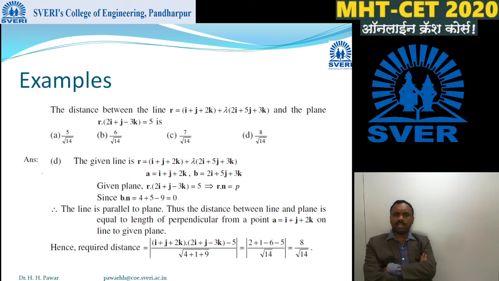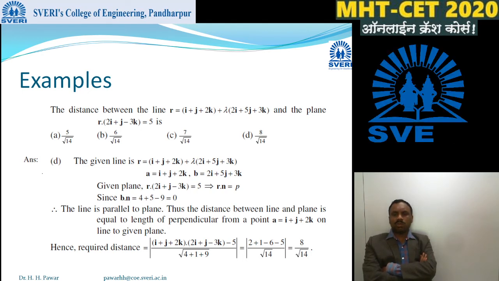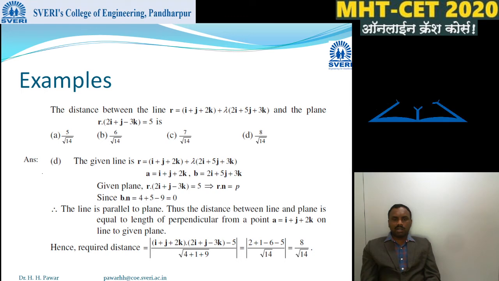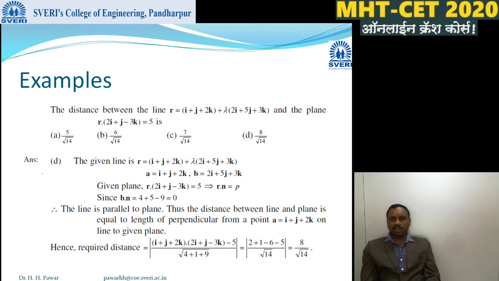Also the equation of the plane is r bar dot n bar equal to d, that is r bar dot 2i plus j minus 3k equal to 5. Hence n bar is equal to 2i plus j minus 3k in this case. So we know that b bar dot n bar is equal to 4 plus 5 minus 9 is equal to 0. That is b bar dot n bar is equal to 0.